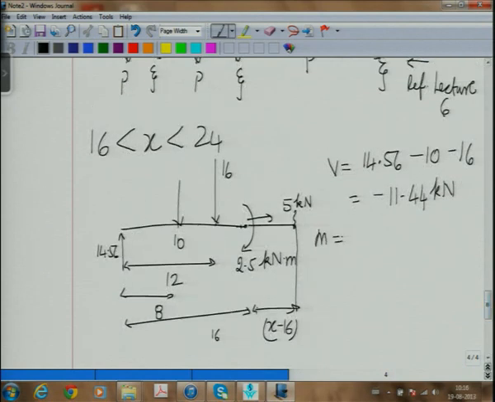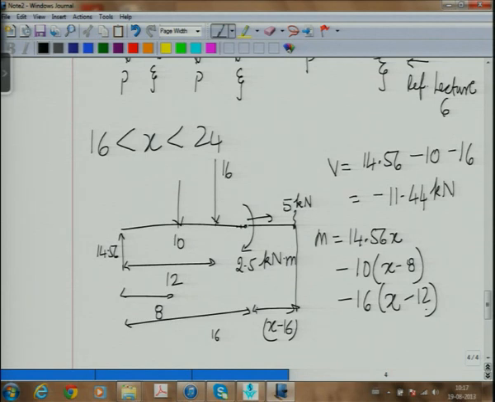Now in the bending moment we will have to be careful. I want the class to start. 14.56, what is the contribution of this to bending moment? 14.56 x, because the distance is x. Now next 10, contribution of 10, plus or minus? Minus 10 times what? x minus 8, okay. Contribution of 16, minus 16 times x minus 12. Now is there anything more? So we have come to this point, this point, this point.